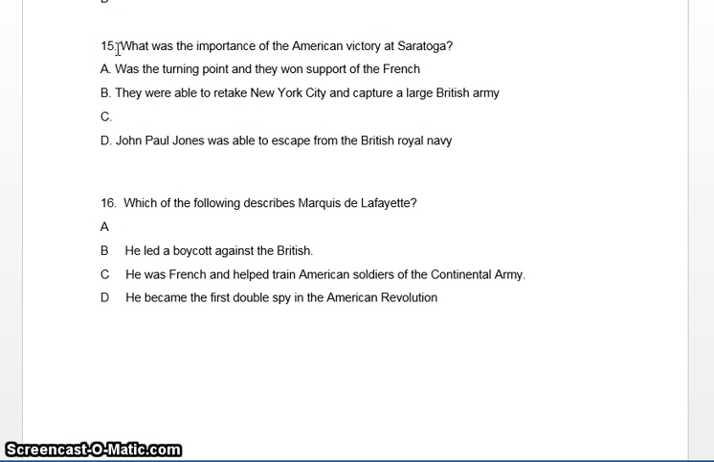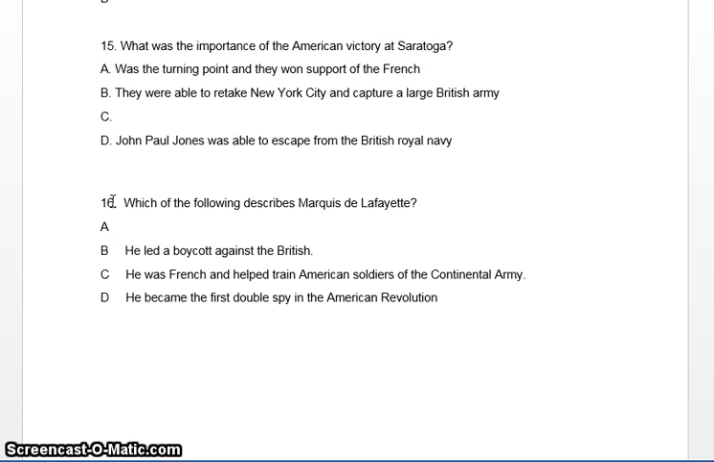Number 15. What is the importance of the American victory at Saratoga? So the Battle of Saratoga. A. Was the turning point and they won the support of the French. B. They were able to retake New York City and capture a large British army. Or D. John Paul Jones was able to escape from the British Royal Navy. So we're talking about Saratoga.